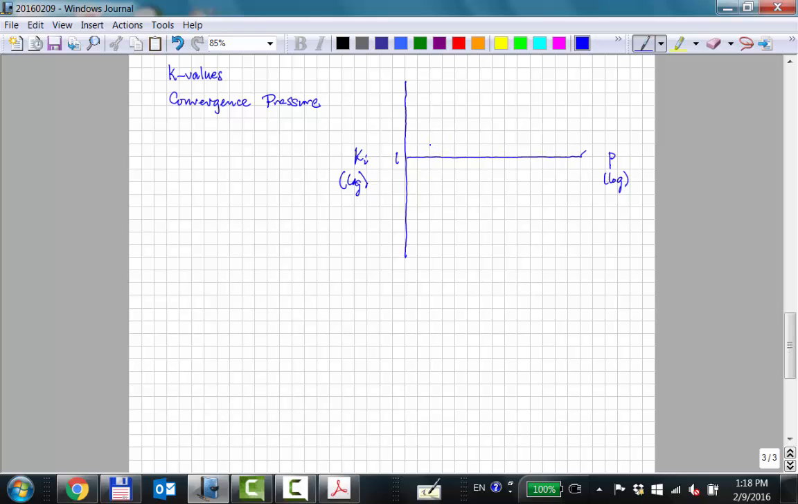And we should have this, the slope of this should be -1, so this would be for any component. Probably it'll look like that for any component with 3, 4 carbon numbers. Okay.